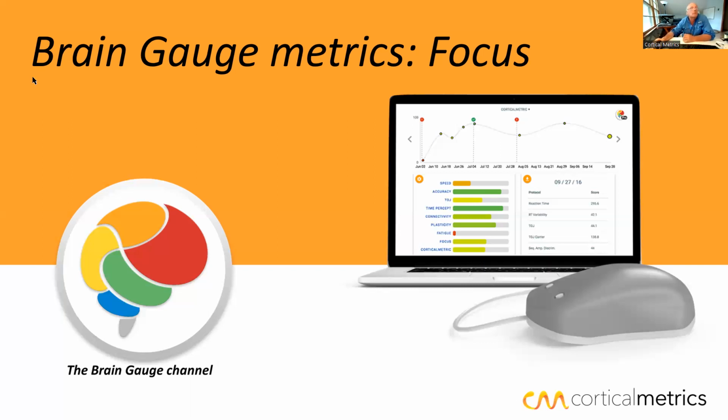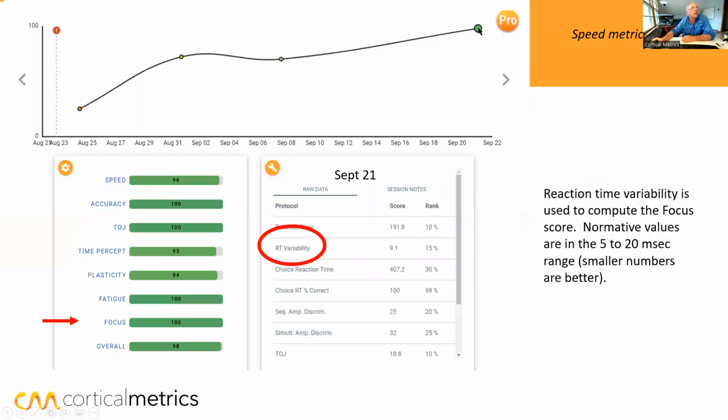Basically, let's look at the Brain Gauge app, and again we're looking at this data point on this trend, and we come down here and here's the focus score. This person did very well. Well, the focus score comes from reaction time variability. The score is 9.1, and that means 9.1 milliseconds is their reaction time variability. The normative values for reaction time variability are in the 5 to 20 millisecond range. So that's pretty doggone good.